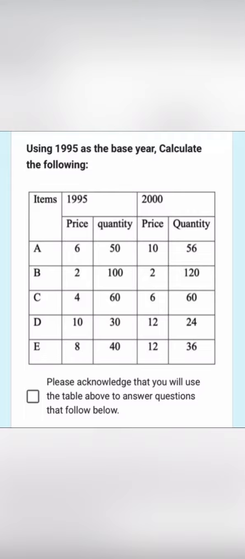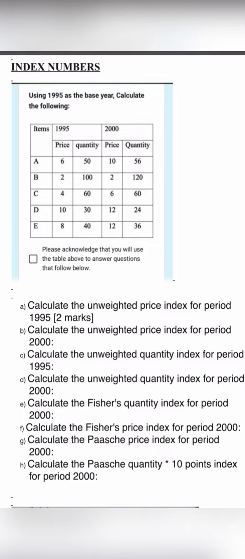So we have items, which is item A, B, C, D, E, and the price in 1995 and the quantity for each item, like for A, 60, quantity 50. Then for year 2000, we also have those ones. Please acknowledge that you will use the table above to answer the questions that follow.